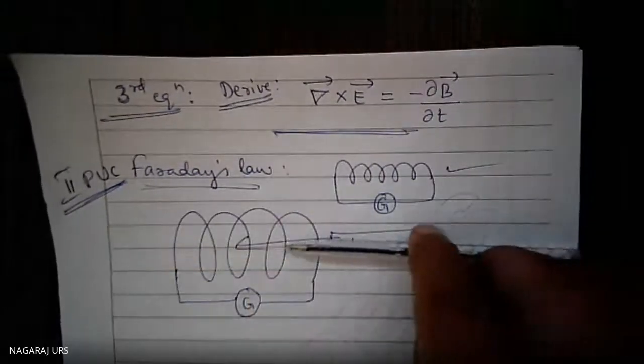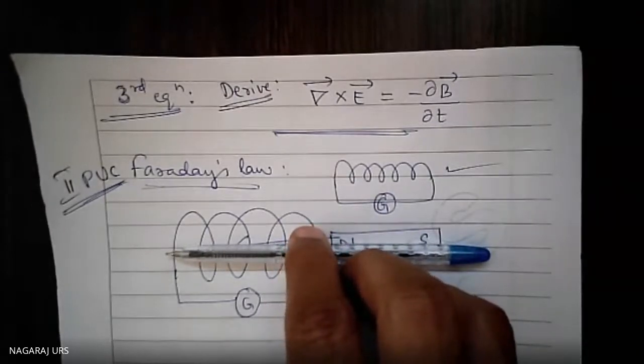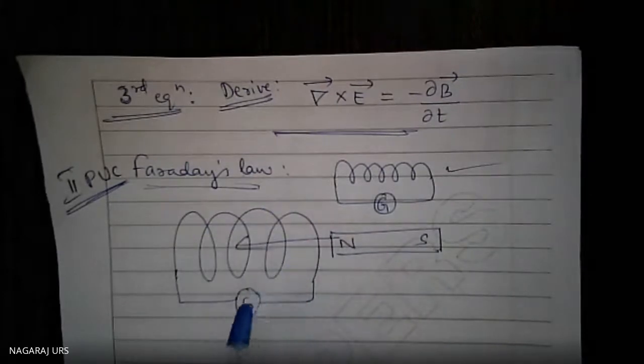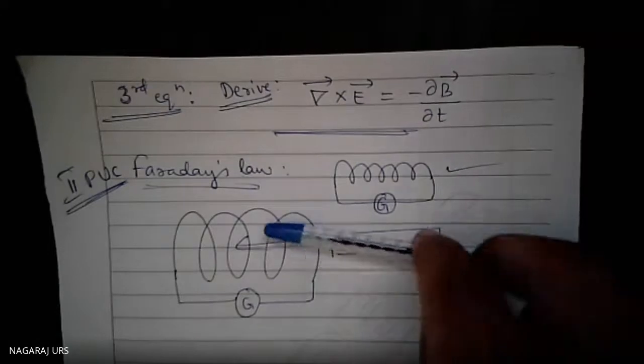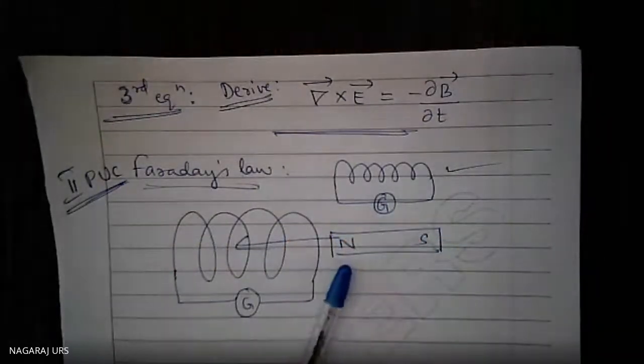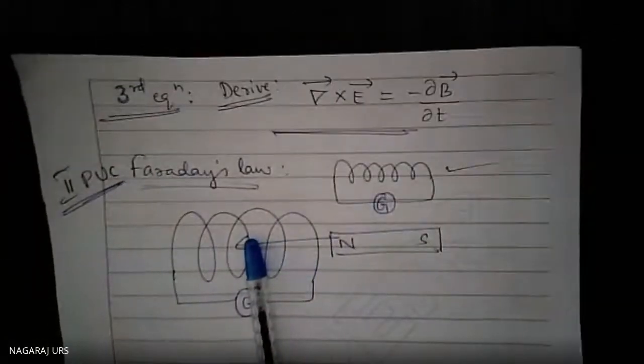If you are introducing a magnet, the magnetic flux linking with the coil goes on changing. Due to that, there is an induced EMF and current. It is shown by the galvanometer deflection. If you are keeping the magnet here, there is no change in the magnetic flux. Therefore, the galvanometer deflection slowly comes back to 0.